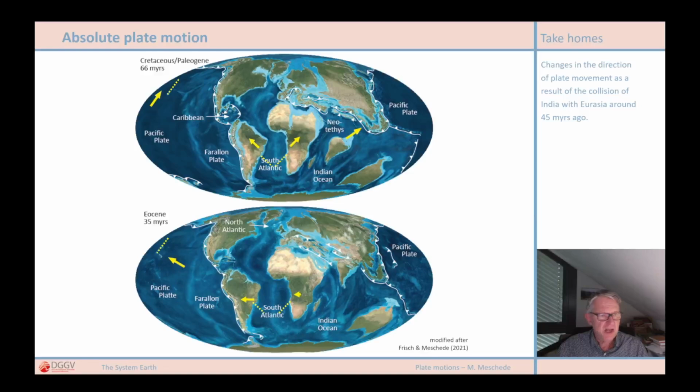The yellow dashed lines show the Hawaii Emperor volcanic chain in the Pacific and the Walvis Ridge and Rio Grande Rise in the South Atlantic. Above, the development in the Cretaceous and Paleocene, and below in the Eocene. All three plates, Pacific, African and also South American plate, moved in different directions after this collision as before.